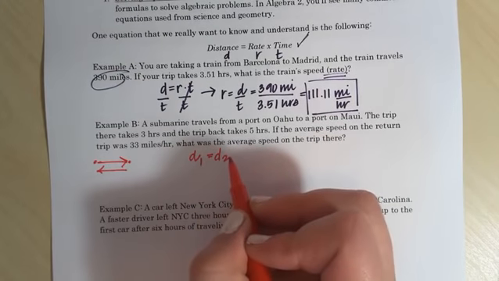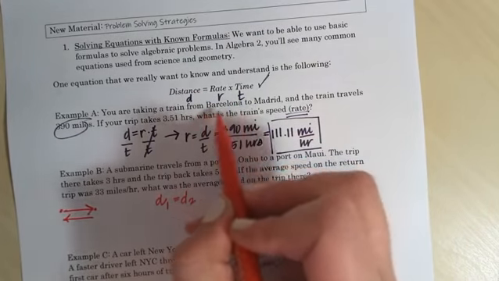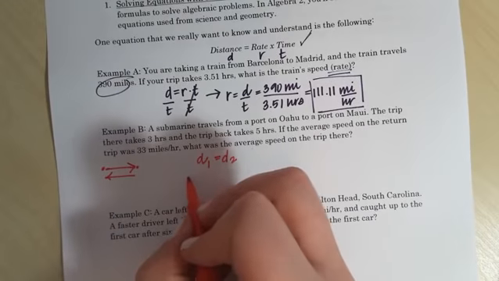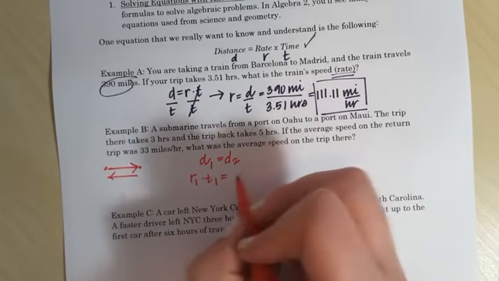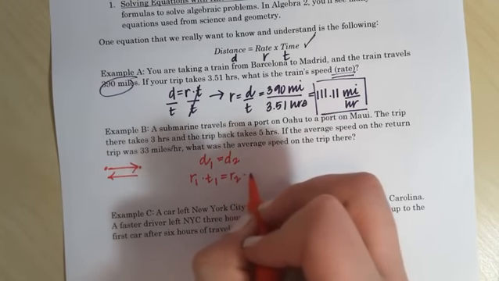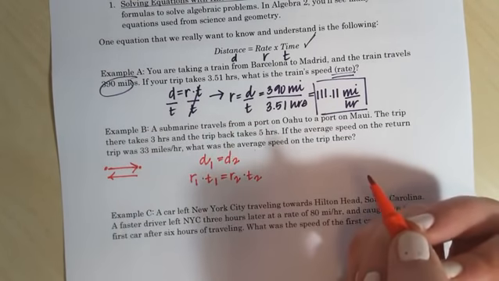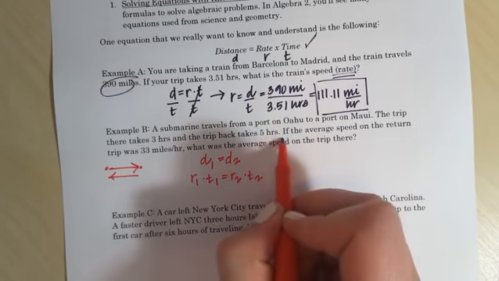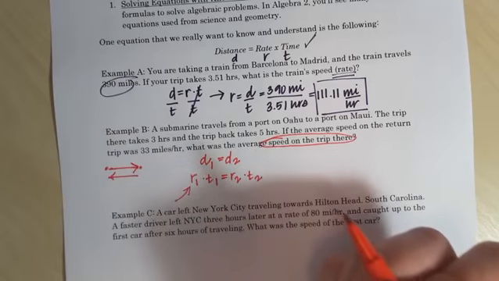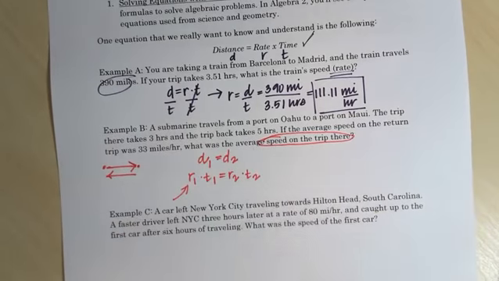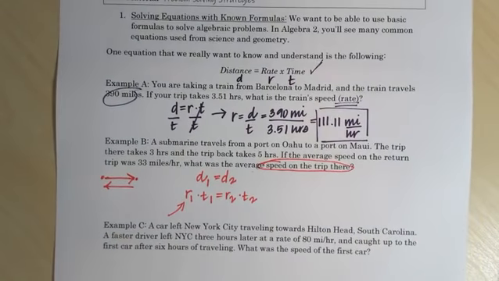Now, we just said up above that distance is equal to rate times time. So my rate on the way there times my time on the way there is equal to my rate on the way back times my time on the way back. And I'm trying to find the average speed on the trip there. So I'm trying to figure out this rate here. That's my dog barking in the background if you can hear her. So I just need to plug in the values that I have to solve for the value that I don't have.